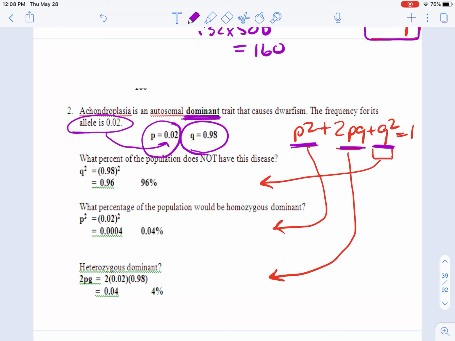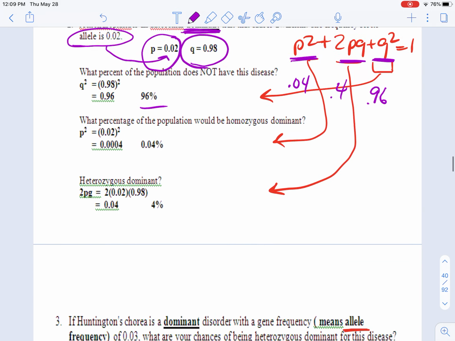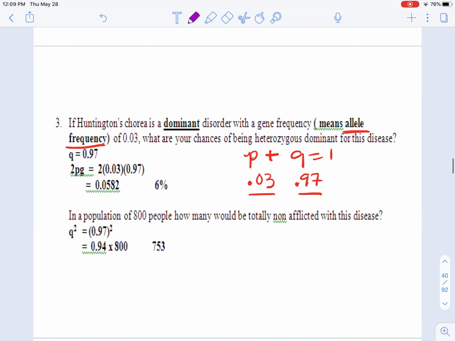Now there you have all the information you need to do the other 3, to find out all of the genotypic frequencies. You've got the allele frequencies, p and q, so simply q squared, 96% are q squared. P squared is going to be 0.02 times 0.02, so that's 0.04%. And then 4% is our 2pq, and there you have it.